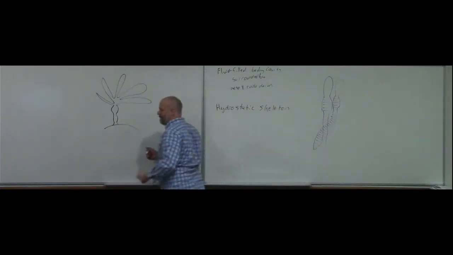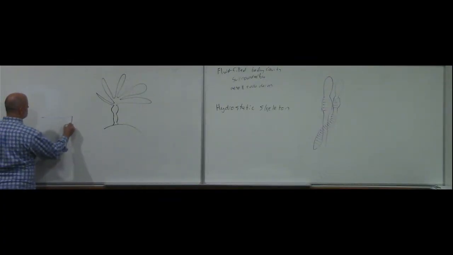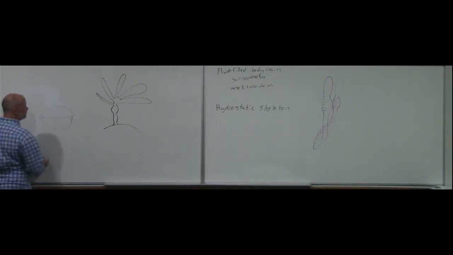Mollusca. Bivalves, snails, squids. Bivalves, so bi means two, right? Stuff that looks like this, right? Oyster, clam, things like that.